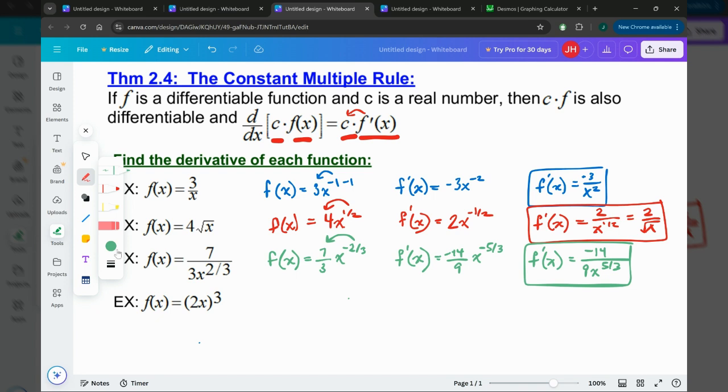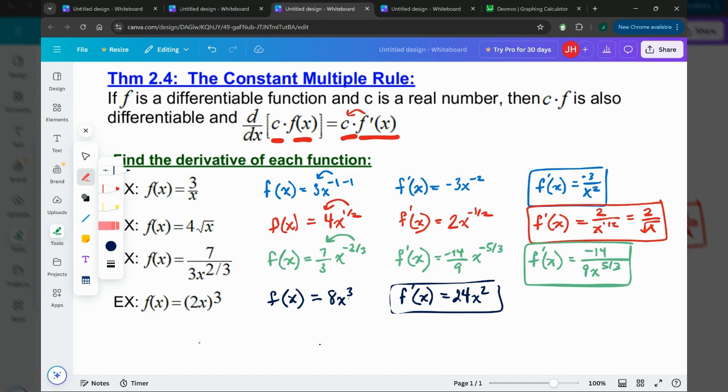Now, I've had kids get caught on this next one because they don't realize when you simplify this, you have to cube the 2 and you have to cube the x. Cube the 2 to get 8, cube the x to get x cubed. So now when I take the derivative, it gets really easy. You just bring the 3 out front, it would be 24. Subtract 1 from the exponent. We don't even have to rewrite this one. There's your derivative.